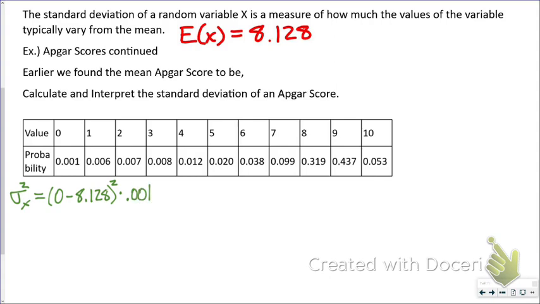Here, let's do another one together. 1 minus the mean, square it, times 1's probability. Maybe hit pause and try to write the next couple terms. Here, we'll do 2, and then I'm going to do dot dot dot for the rest. So 2 minus 8.128, squared, times 2's probability.